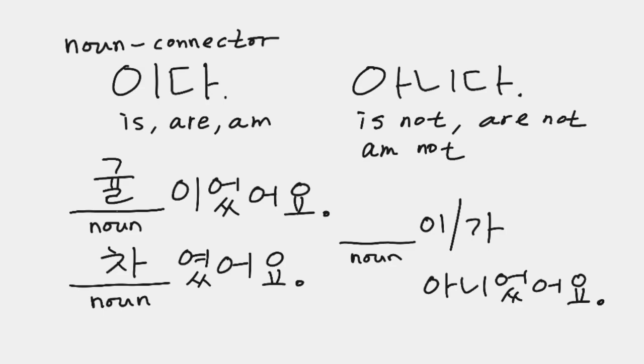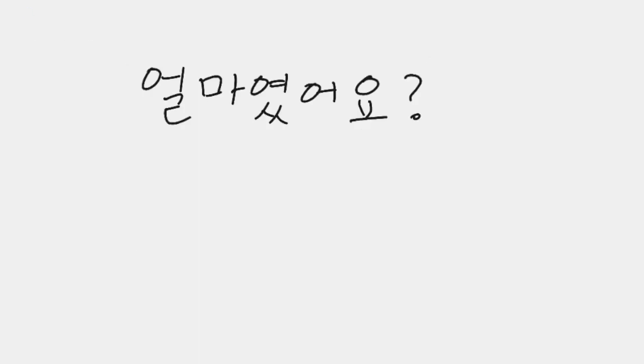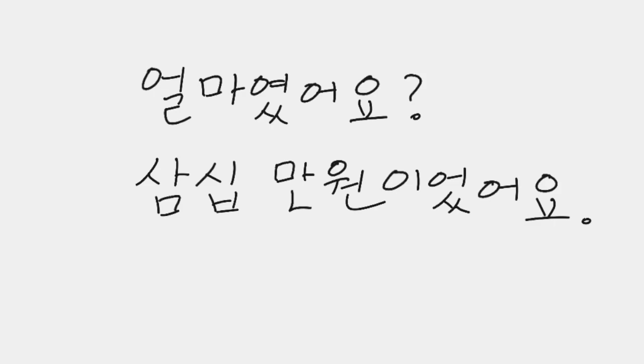So now let's practice some dialogue. 얼마였어요? So 얼마, how much? 였어요? Was it? How much was it? 얼마였어요? 30만 원이었어요. So that's a Korean currency, right? 원. 이었어요. Past tense of 이다.